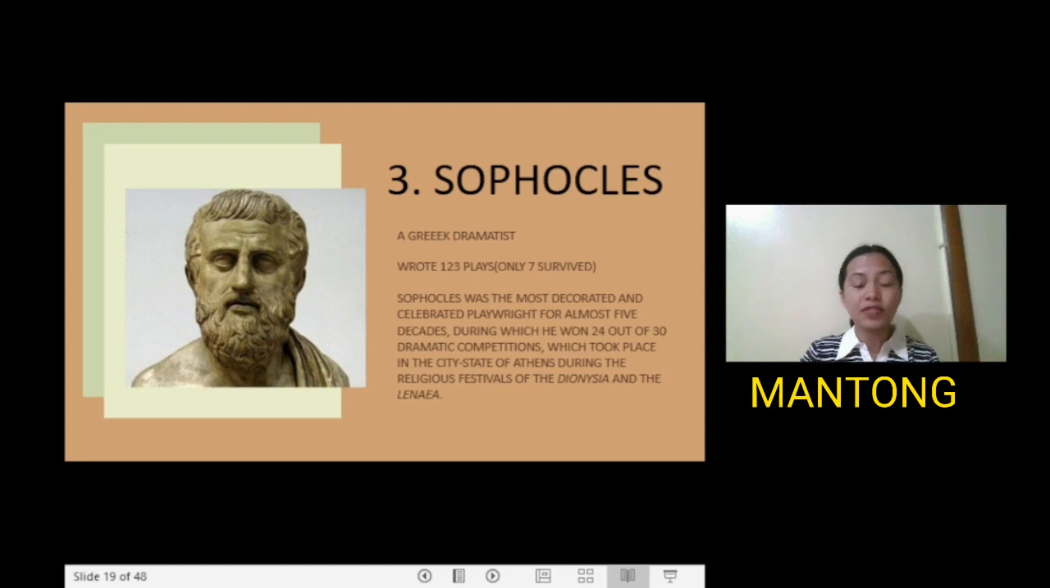Next we have Sophocles. Sophocles was an ancient Greek writer, and he is among the three tragedians from his era whose plays have survived. Sophocles was the most decorated and celebrated playwright for almost 5 decades, during which he won 24 out of 30 dramatic competitions which took place in the city-state of Athens during the religious festivals of the Dionysia and the Lenaia.